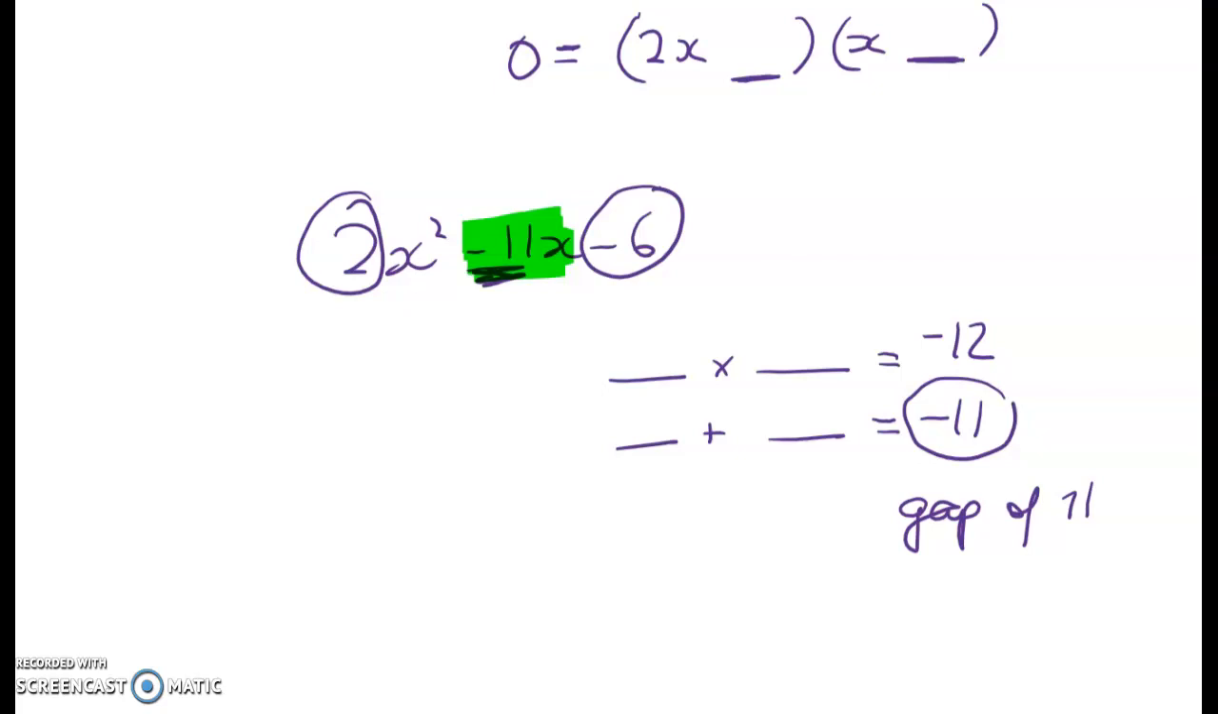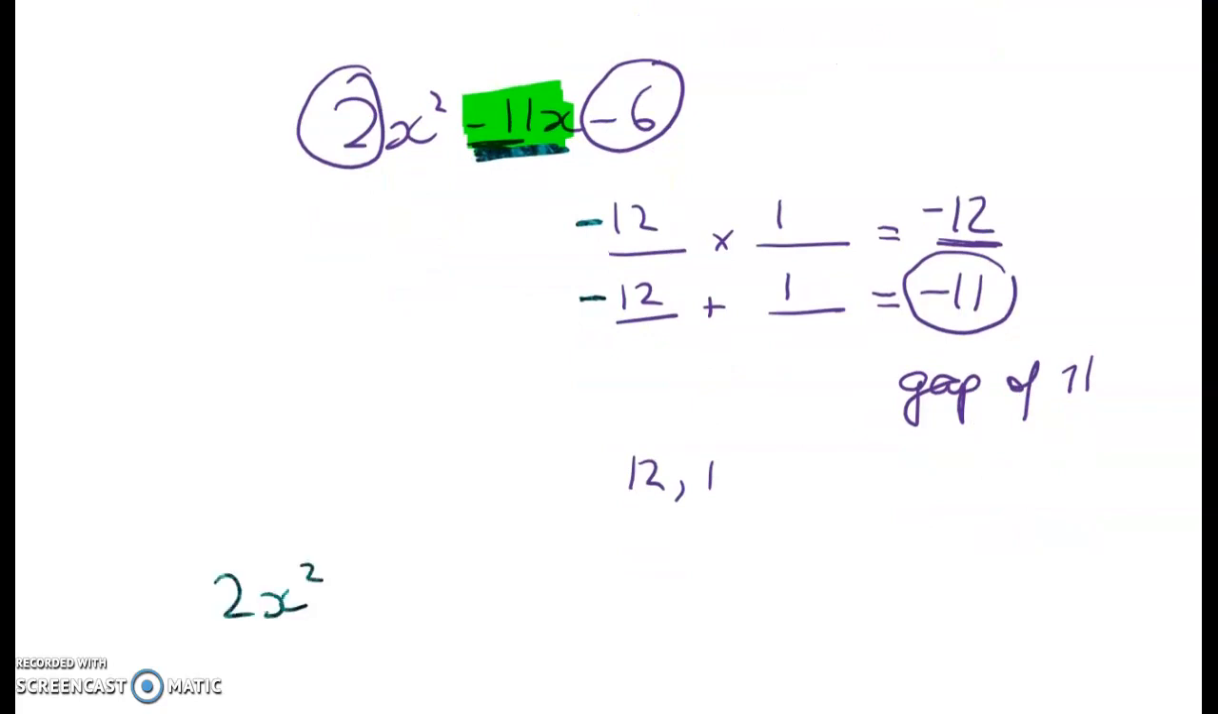So let's think about numbers that are going to have a gap of 11 and times together to give me 12. So those numbers are going to be something to do with 12 and 1. So let's put 12 and 1 in here now and see which one we want to be the negative number. We want 12 times 1, it has to give me -12, but they have to add to give me -11. So I want to put the negative number in here with the 12, right? And that's how we're going to split this up here.